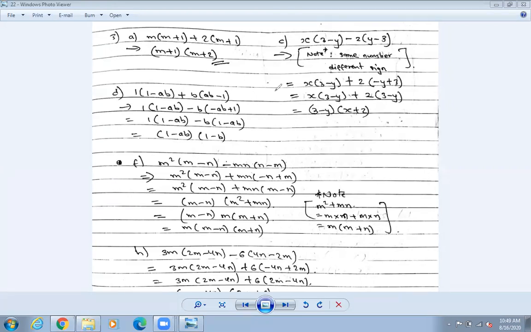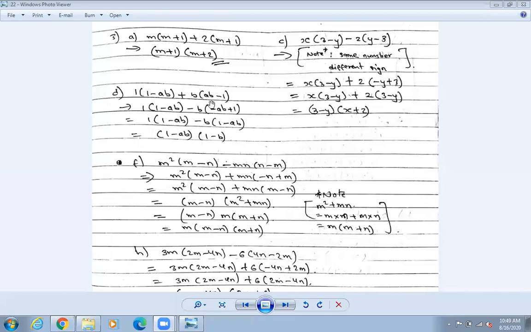Okay, hope you understood this number. Okay, so let us go for number D over here. So it happens the same, sir. 1 minus AB, AB minus 1. You can see the same number again. Plus 1 is there, but minus 1 is there. A minus AB is there, but here is plus AB.